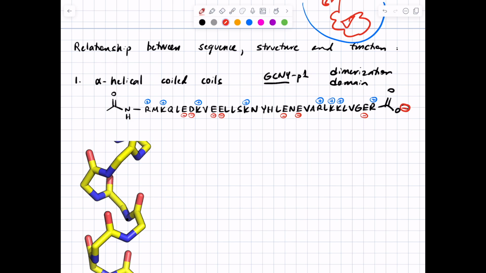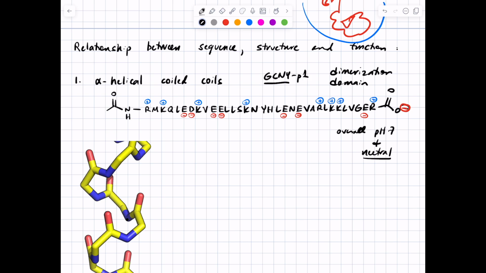Okay, so overall, at pH 7, this is neutral. Now, that might be important because this peptide is supposed to dimerize, right? Dimerization means two molecules coming together to form a non-covalent complex. If this peptide was heavily positively charged, there'd be some charge-charge repulsion in forming the dimeric complex. So that's one way that sequence here is going to influence structure and function.